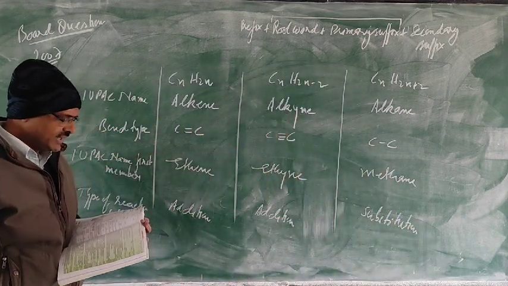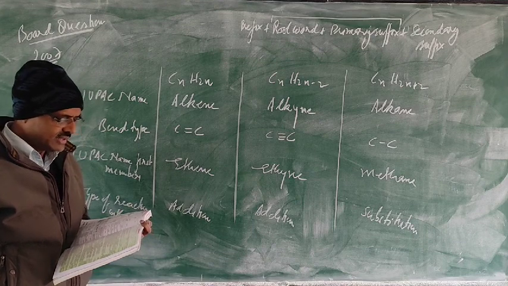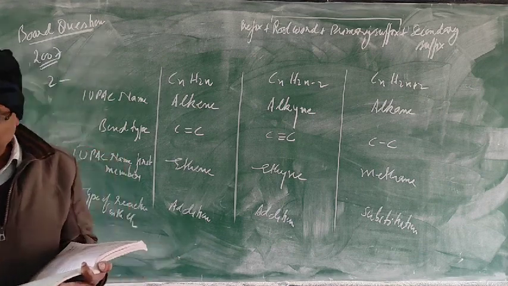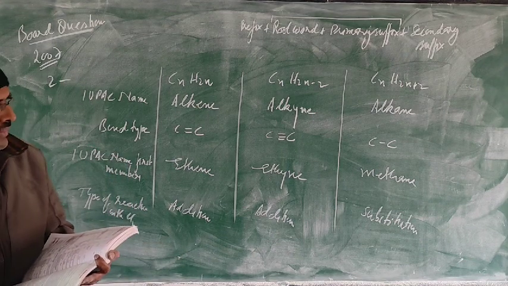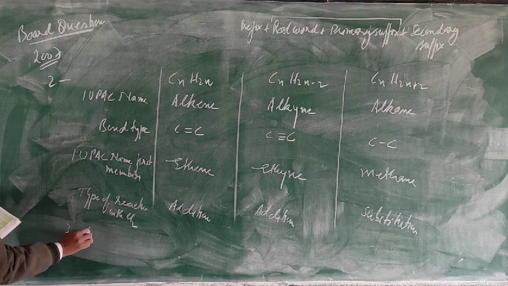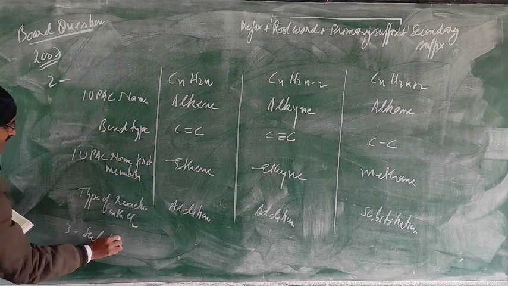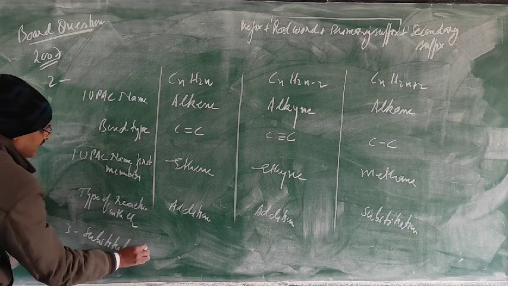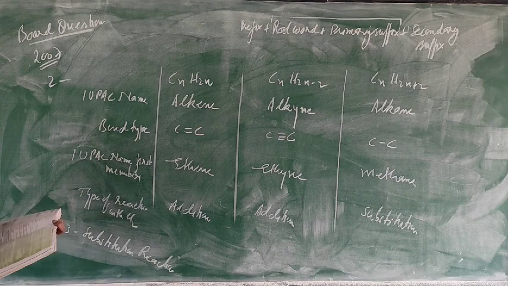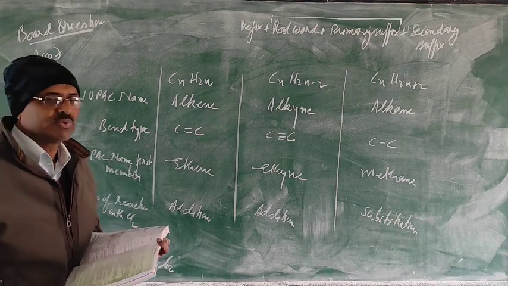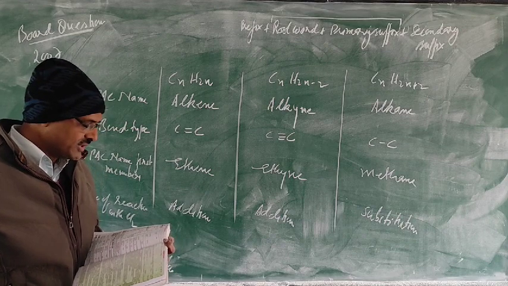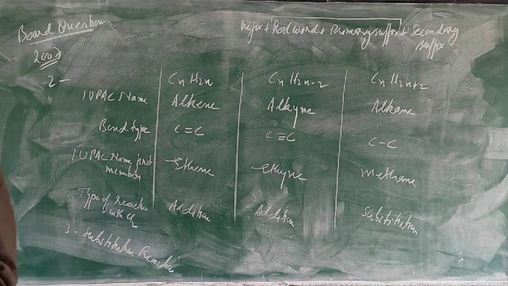Then the third one: name the type of reaction by which compound C2H5Br can be prepared from ethane. It is a substitution reaction. What is the reason? From ethane we get bromoethane, which is possible because the characteristic reaction of alkanes is substitution only.